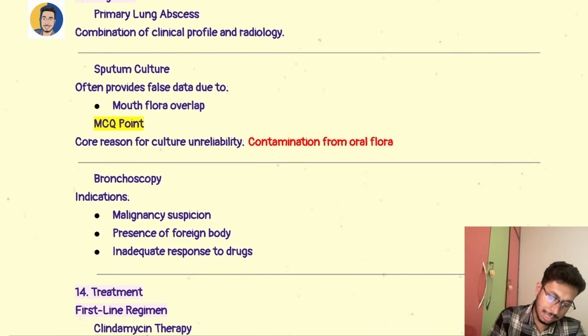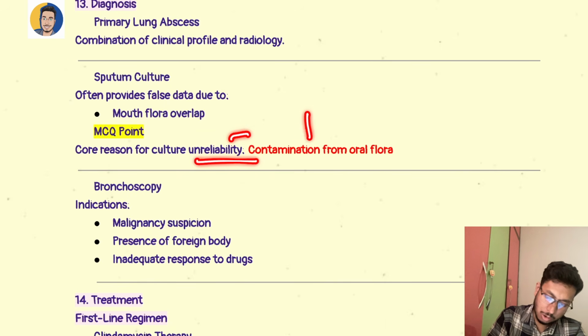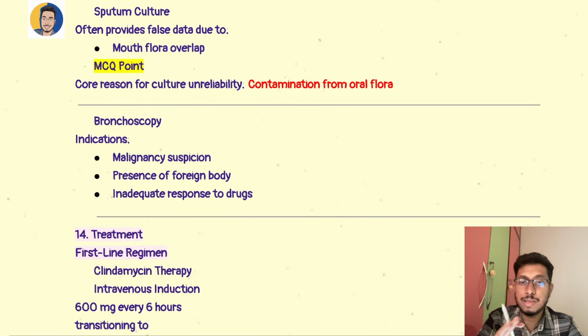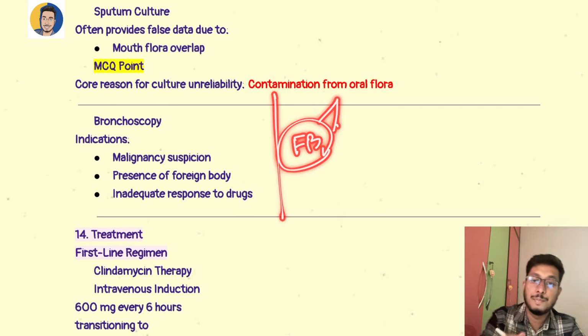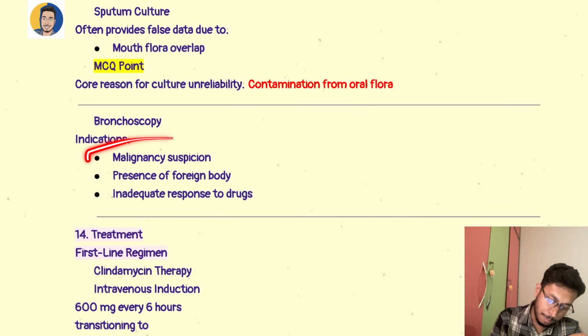So, sputum culture is not usually useful in such cases because it often provides false data due to mouth flora overlay. So, the core reason for culture unreliability is contamination from oral flora. So, we don't know whether this is a true pathogen or a false pathogen in such cases. Bronchoscopy is not indicated in all cases. It is only indicated when there is a foreign body. We want to remove the foreign body because of the suspicion of foreign body, a therapeutic indication of bronchoscopy, or we want to go for bronchoscopy guided biopsy because they suspect malignancy.